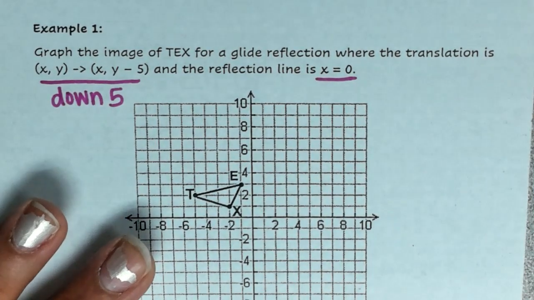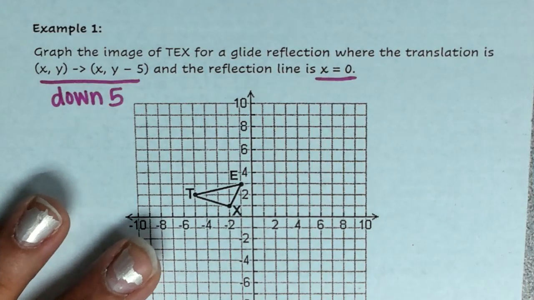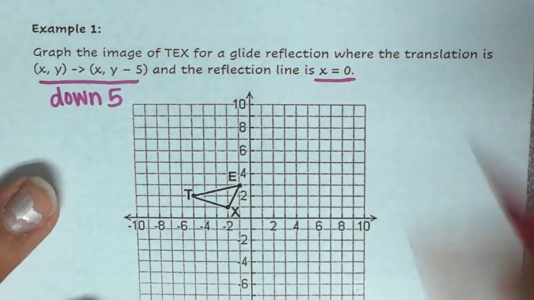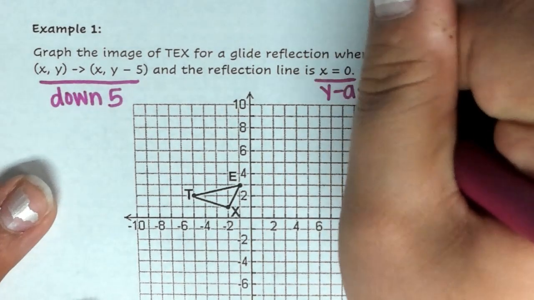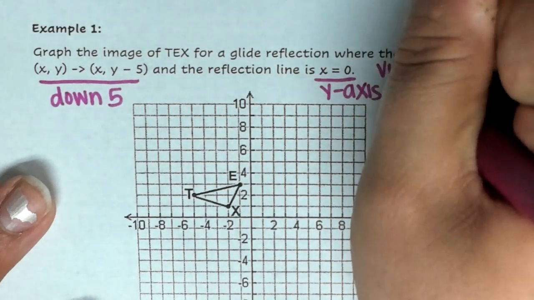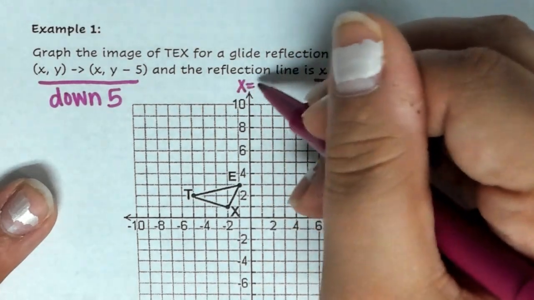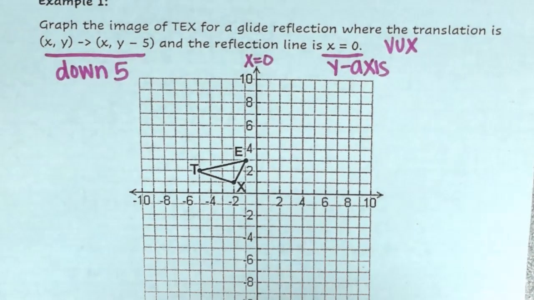Over the x-axis? No, the y-axis. X equals 0 is the y-axis. Be careful. Alright, this right here is the y-axis. Remember, x equals is a vertical line, and the vertical line at 0 is the y-axis. So what I'm going to do first is go down 5.